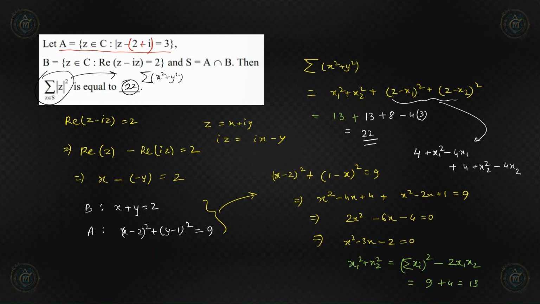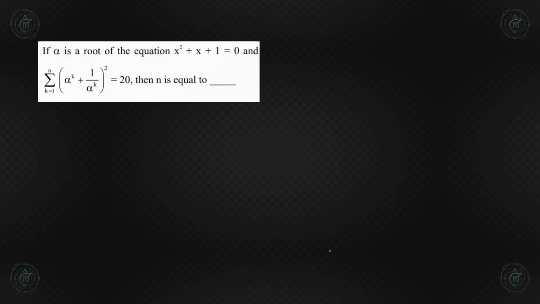Let's jump to the next problem. Okay, so in this problem we have, if alpha is the root of the equation x square plus x plus 1 equal to 0 and summation k equal to 1 to n of (alpha to the power k plus 1 by alpha to the power k) whole square is equal to 20, then n is equal to what?